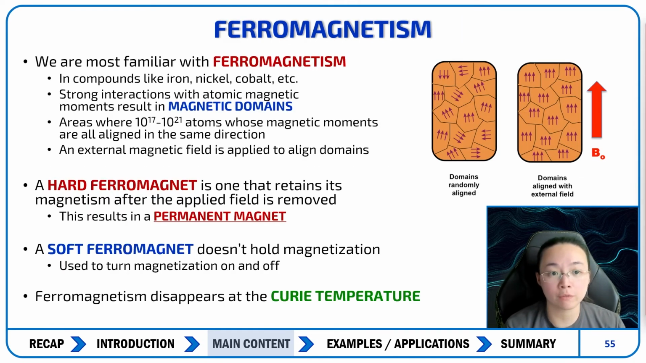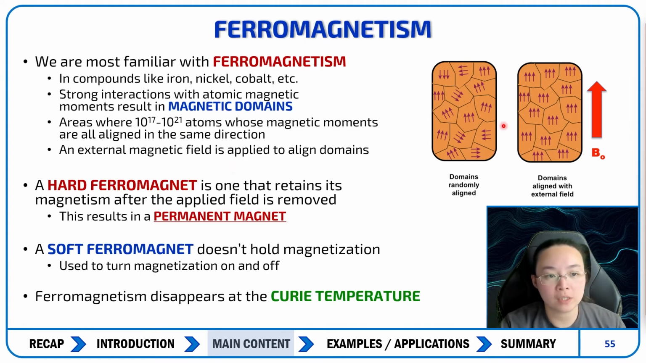So let's first start with ferromagnetism, the most basic of all the materials. We are most familiar with this because they are in compounds like iron, nickel, cobalt, etc., basically magnetic materials that we know of. And there are strong interactions with atomic magnetic moments that result in what we call magnetic domains. So there are areas where approximately 10^17 to 10^21 atoms who have magnetic moments that are all aligned in the same direction.